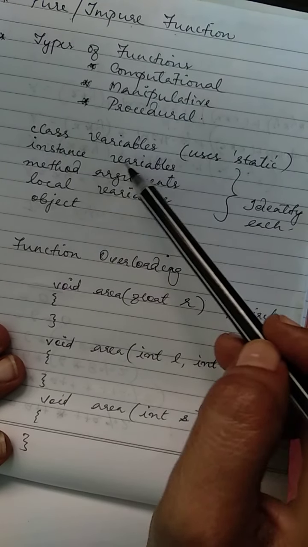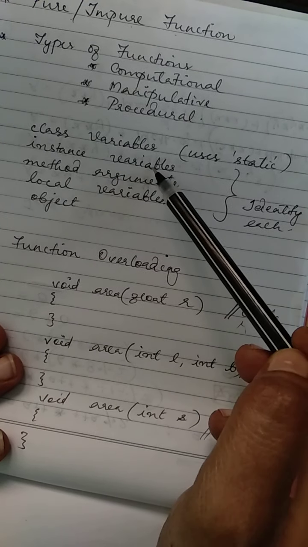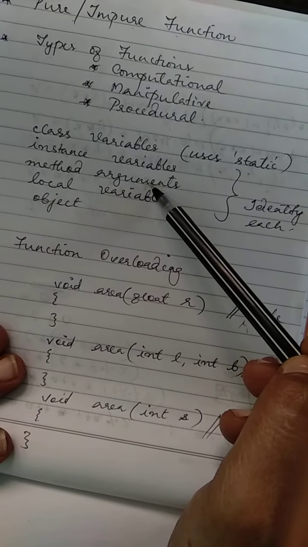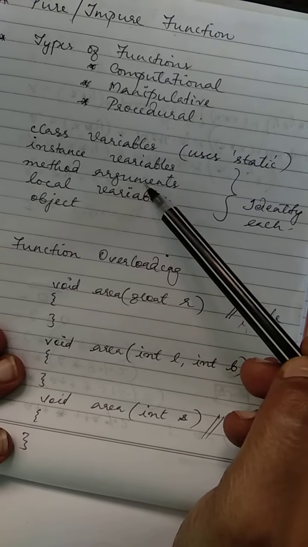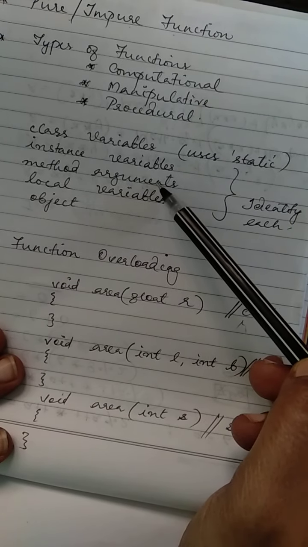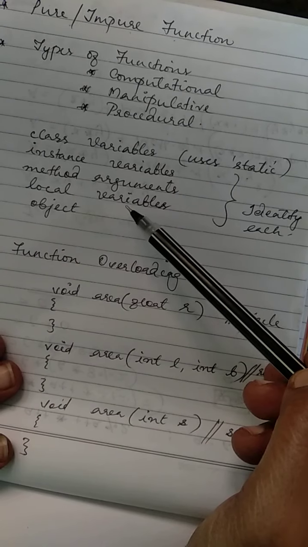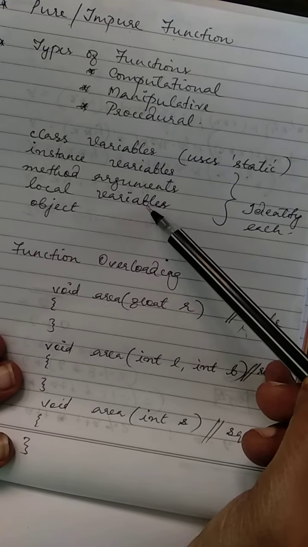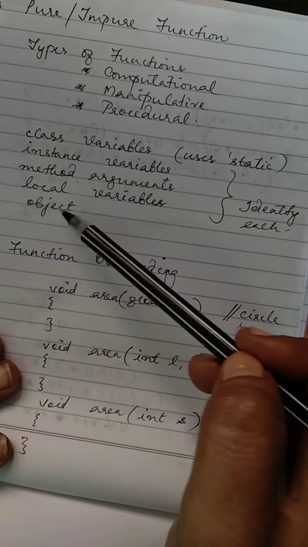Then instance variables means these are the variables which will not be written with the keyword static, and these variables will be declared inside the class. Then method arguments means the parameters which are written along with the function definition. They are called method arguments or function arguments. Then local variables means the variables which are used only inside a loop or a block. The variables which are declared only inside a block are called local variables.